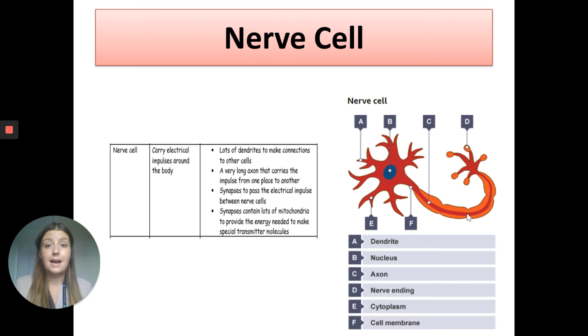We've then got a synapse. So the synapse is the gap between two of these neurons. Okay, and that allows the electrical impulse to be passed from nerve to nerve. Okay, and that synapse contains lots and lots of mitochondria. Okay, because that energy is needed to form those neurotransmitters. Okay, if you're not quite sure about neurotransmitters, don't worry. Okay, you come on to that when we look at nerves in a lot more detail. These are just your basic examples of different specialised cells.